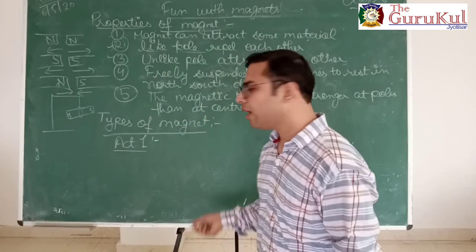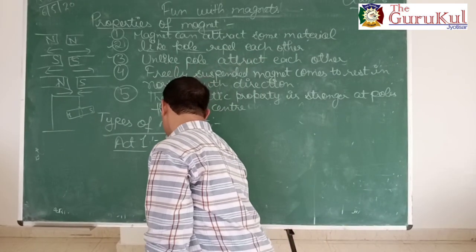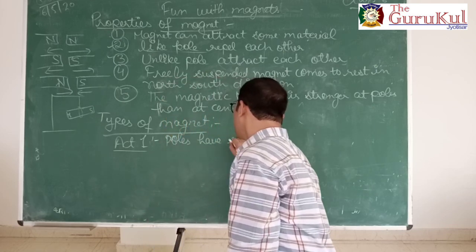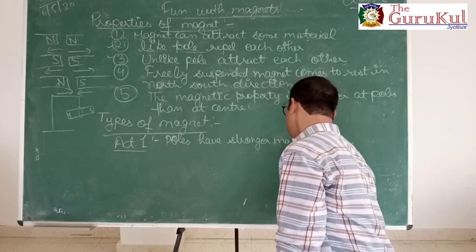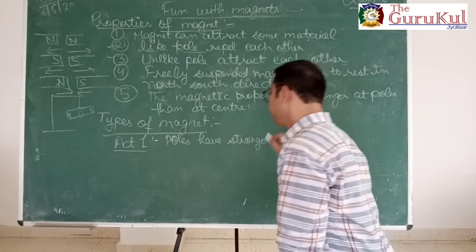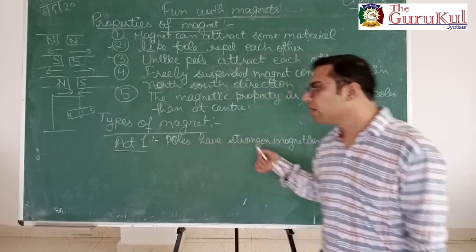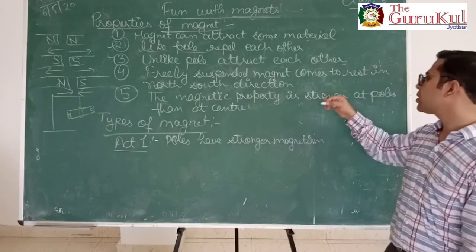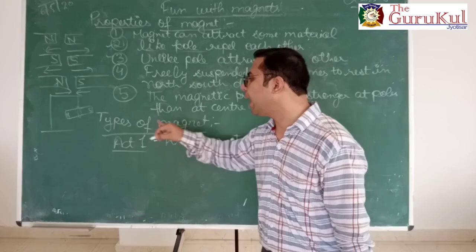In this activity we have to prove that poles have stronger magnetism. So in this activity we have to prove that poles have this fifth property: the magnetic property is stronger at the poles than at the center. We have to prove this with the help of an activity.